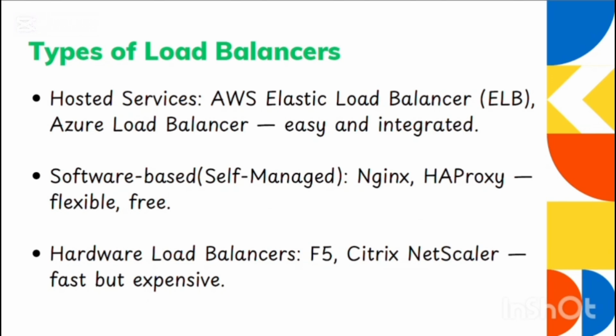There are many types of load balancers such as hosted services, software-based, and hardware load balancers. In hosted services, AWS Elastic Load Balancer and Azure Load Balancer are easy and integrated. Software-based load balancers are self-managed, such as HAProxy; these are flexible and free. Hardware load balancers are F5 and Citrix NetScaler. These are fast but expensive.